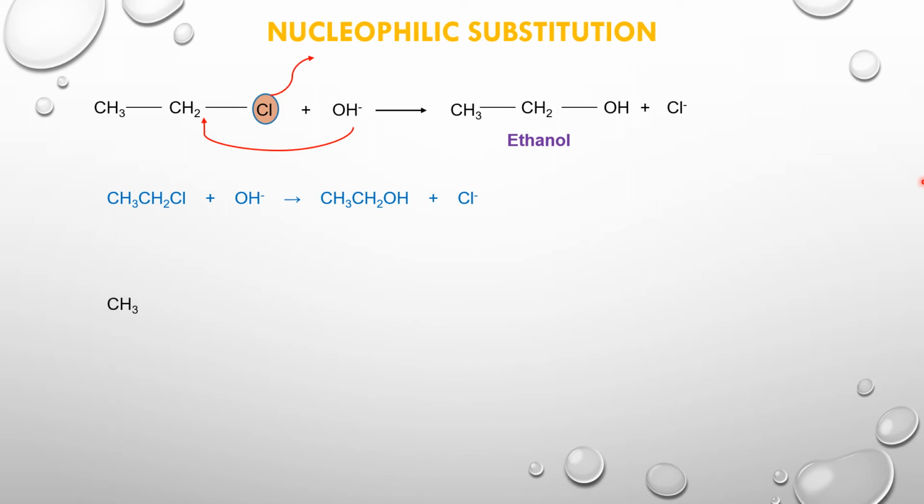Let's look at another example here now. This time we are again using chloroethane. So chloroethane is reacting with a different nucleophile. This time it is reacting with ammonia. Now can you explain why ammonia is a nucleophile here? Because it carries a lone pair of electrons.